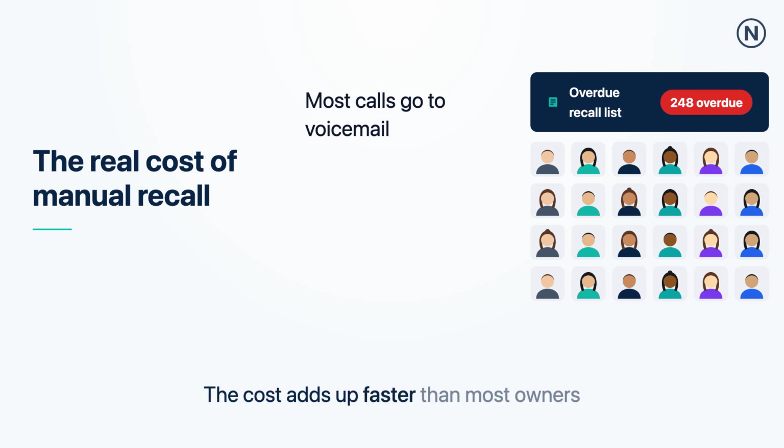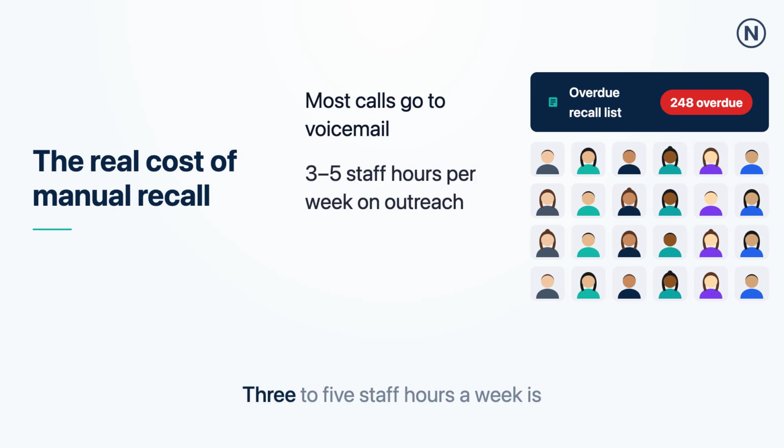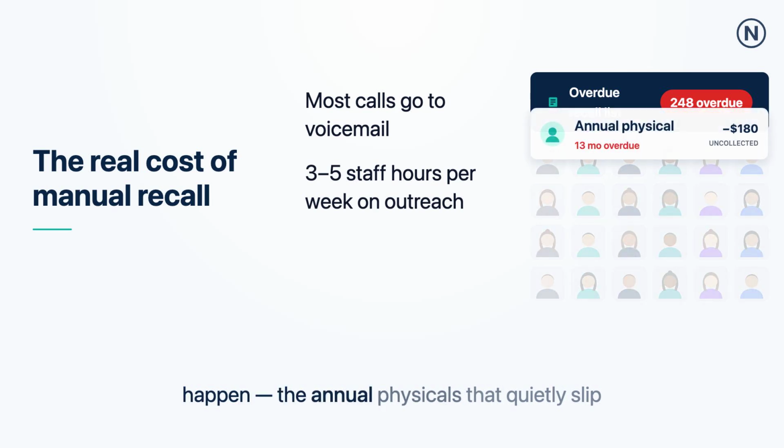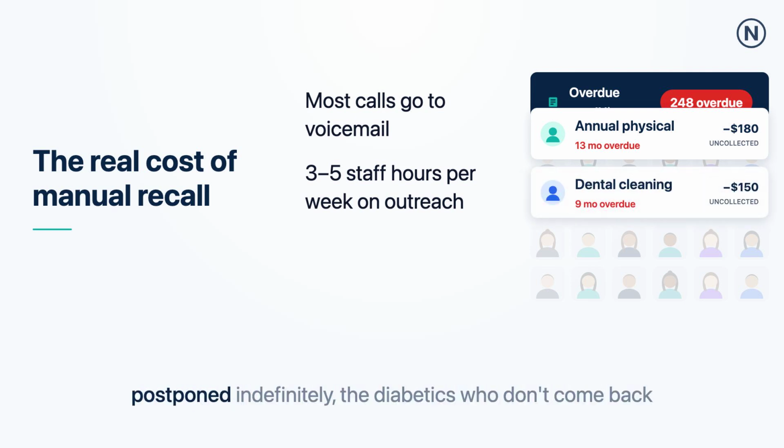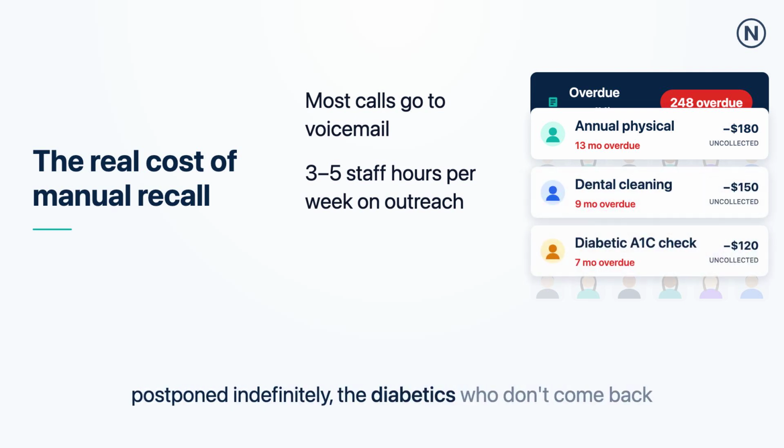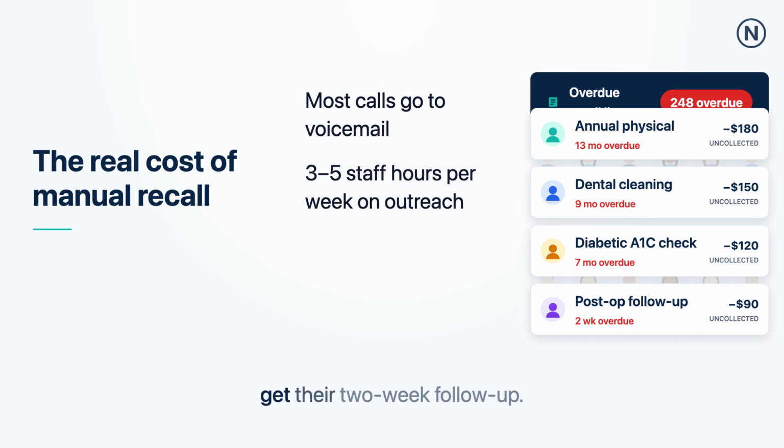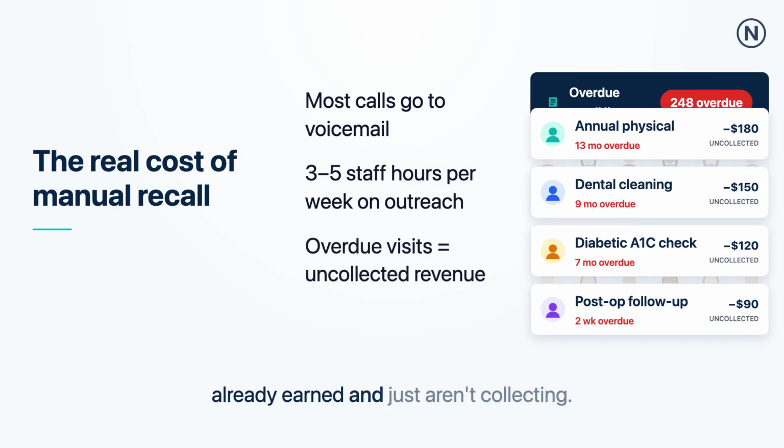The cost adds up faster than most owners realize. 3 to 5 staff hours a week is one number. The harder number is the visits that never happen. The annual physicals that quietly slip a year, the dental hygiene appointments that get postponed indefinitely, the diabetics who don't come back for their A1C, the post-op patients who never get their 2-week follow-up. Each of those is a revenue line you've already earned and just aren't collecting. And clinically, it's the patients you most need to see who are most likely to fall off the list.